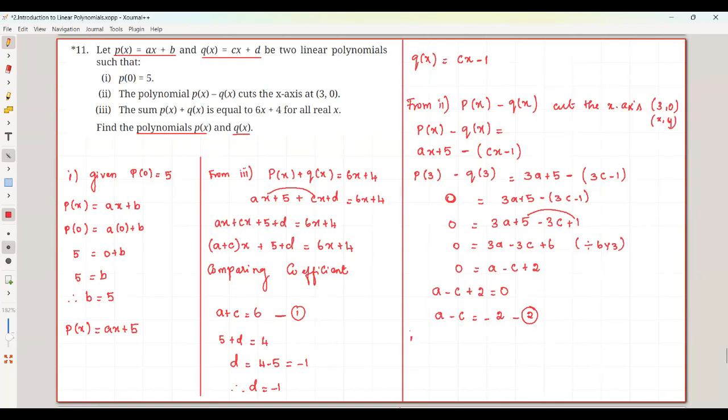So I'm just going to add equation number 1 and 2. Equation number 1 is a plus c is equal to c. Equation number 2 is a minus c is equal to minus 2.